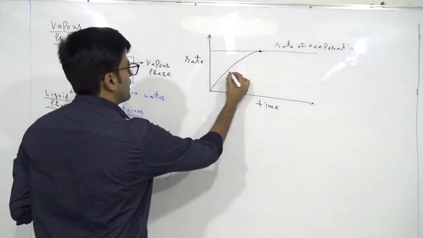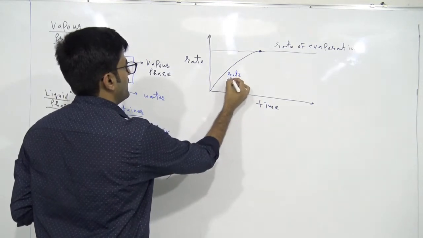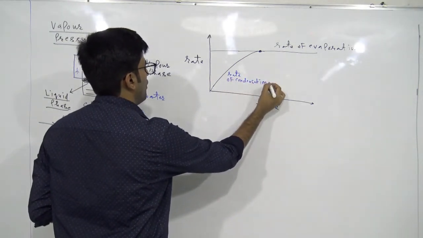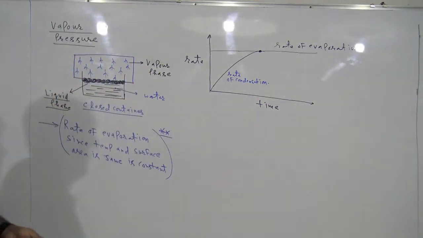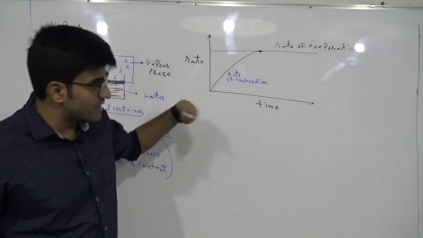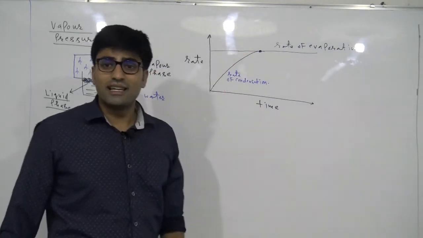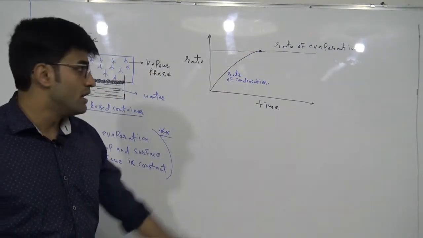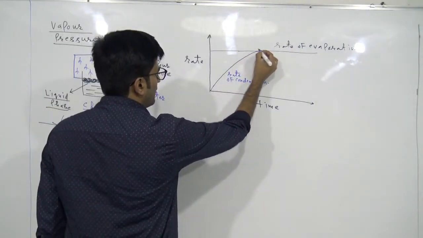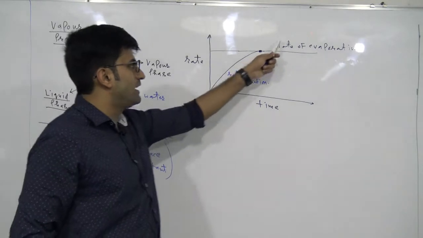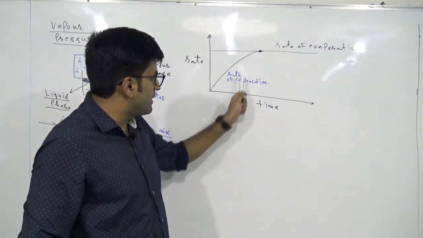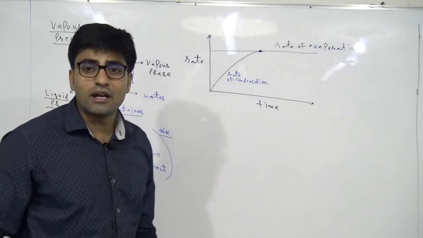This is the graph for rate of condensation. So rate of evaporation is constant, but as time is increasing, rate of condensation is increasing. Point is clear? Now at this point, you can see what is happening: the rate of condensation and rate of evaporation become equal.